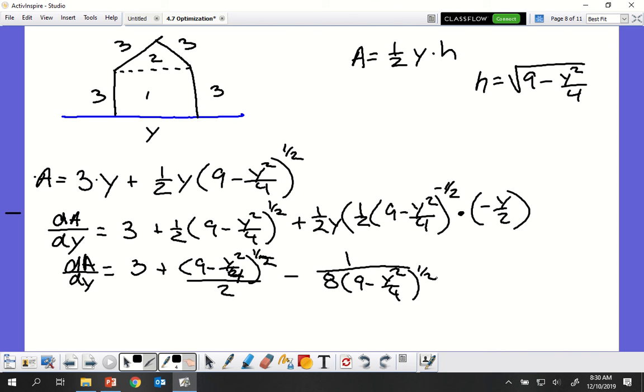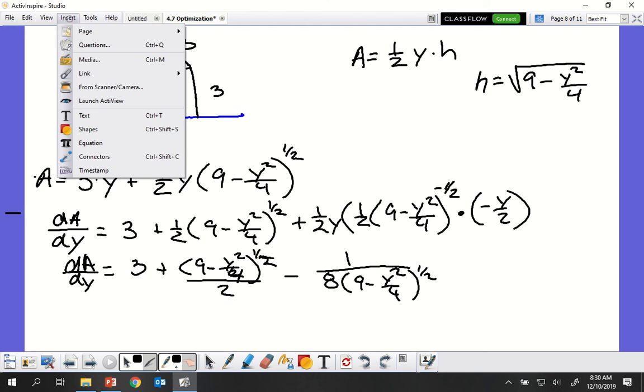Now from here, I get to try a common denominator, so I could actually get rid of a lot of this, right? So my common denominator is going to be 8, and then my 9 minus y squared over 4 to the 1/2, right? Okay, so I need a new page here. Insert page.